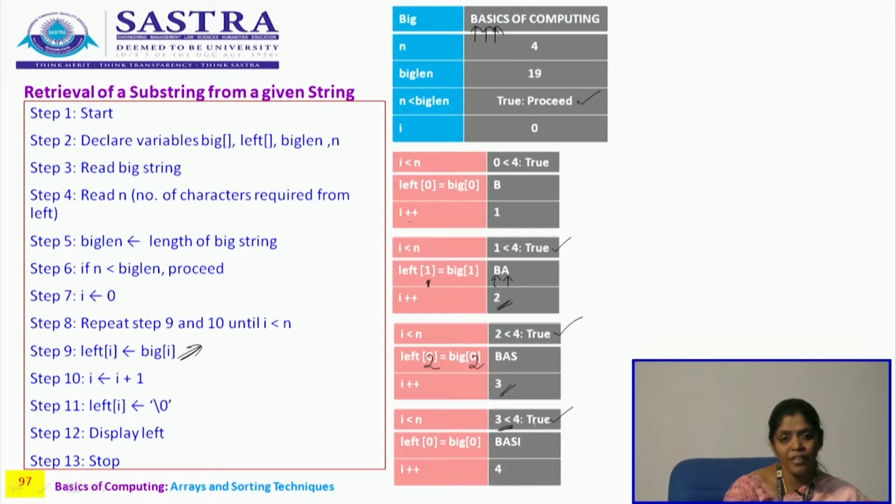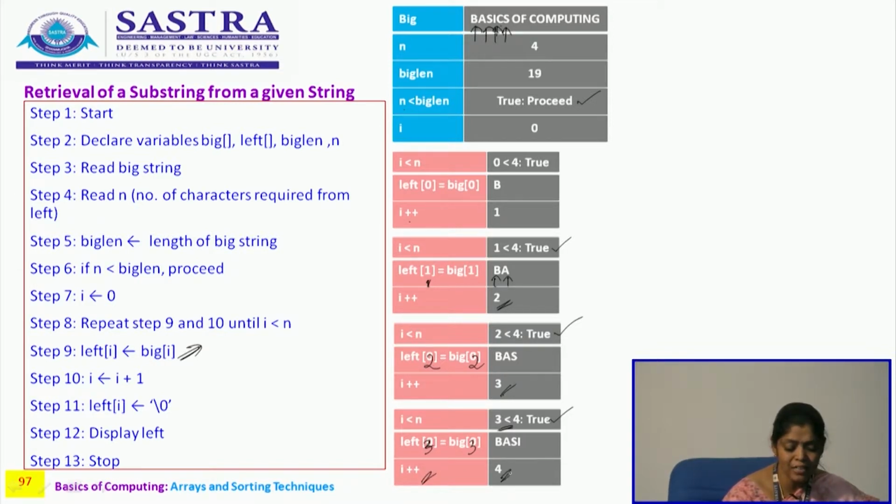That means we haven't completed the user's requirement. The user required retrieving 4 characters from the left hand side. So this time it is left of 3 is equal to big of 3. So left of 3, big of 3 is C now. I now. So I has been taken and stored in left.